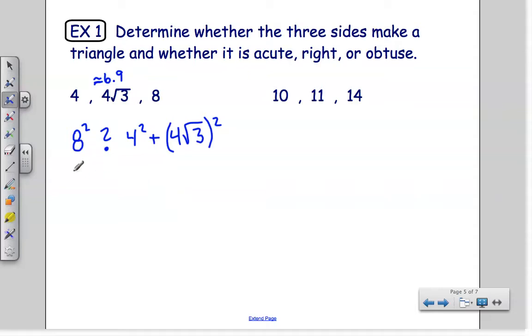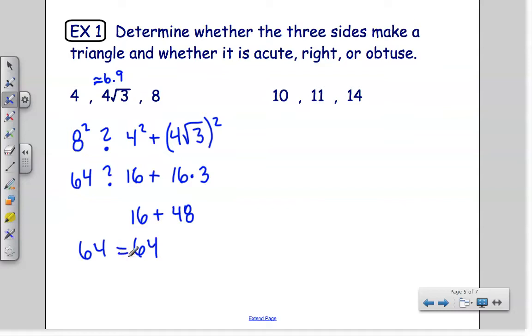Well, let's check it out. I know 8 squared is 64. Still going to keep that question mark there. 4 squared is 16 plus, now 4 squared of 3 squared, we're squaring both of these things and multiplying them together. So 4 squared is 16, but square root of 3 squared, since it's in the square root and you're squaring, it's kind of like that cancels out. So square root of 3 squared would just be 3. So this will actually be 16 plus, well, 16 times 3 is 48. And now 16 plus 48 gives me 64.